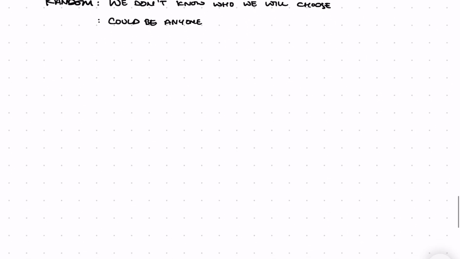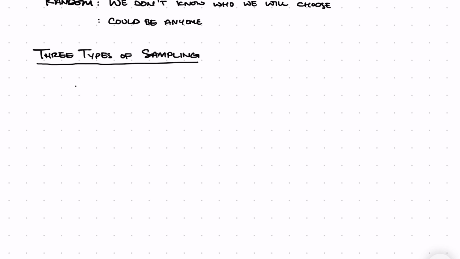And now there are 3 types of choosing this random sample. We're just going to call this sampling. Sampling is the act of choosing who your sample is. So now there are 3 types that we're going to cover today. And there's usually more, but in this year, we only need to know 3. And these 3 are the more popular ones as well. So let's start with the first one. It's going to be simple random sampling.